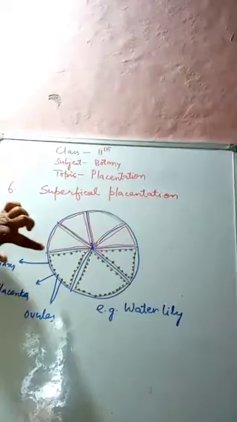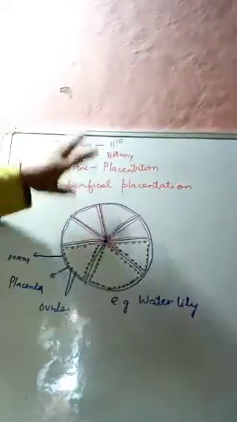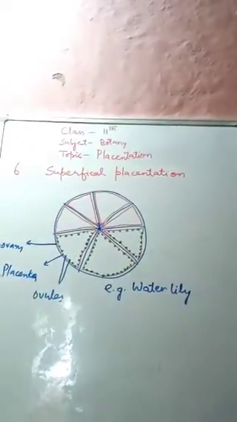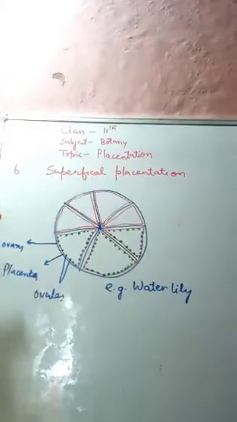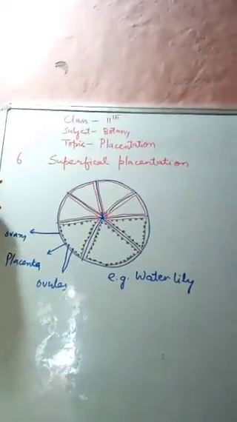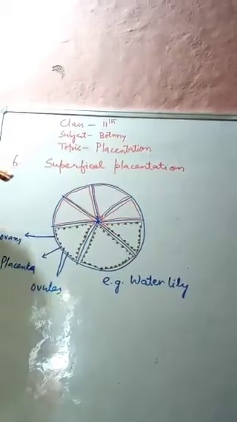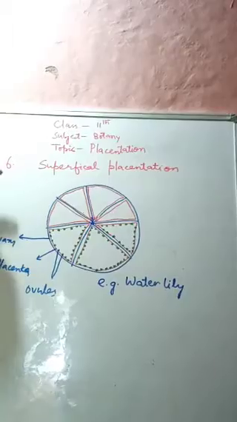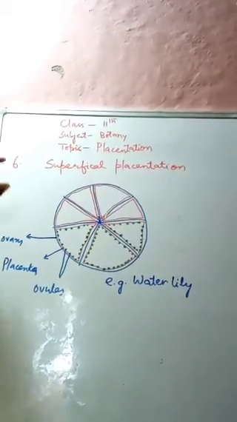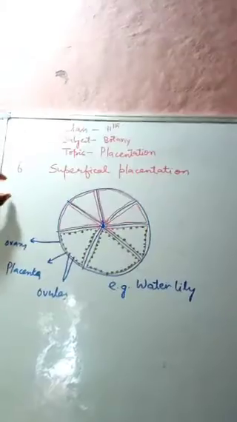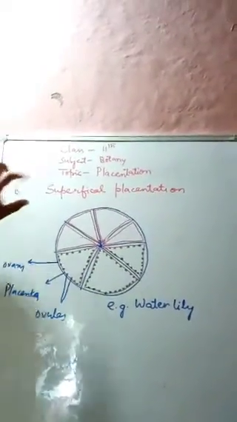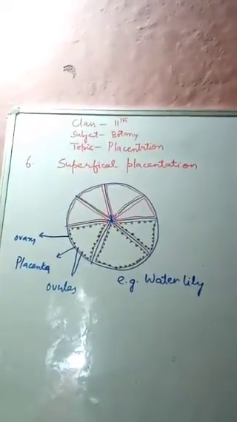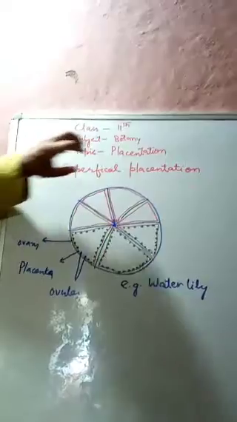And here the ovules are found here and there, and they cover almost the entire surface of this ovary. So these are the different types of placentation which we have discussed. We have mainly discussed 6 types. First, marginal. Second, parietal. Third, axial. Then we studied free central placentation. Then basal, and the last one we discussed is superficial placentation. That is all about placentation.